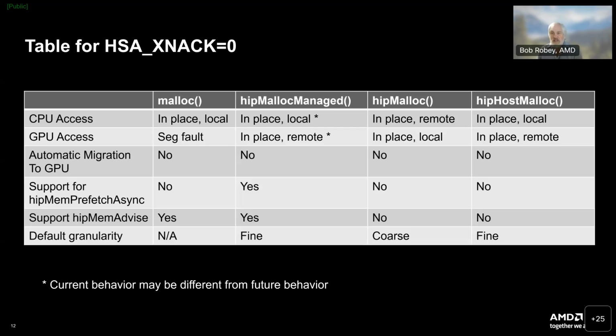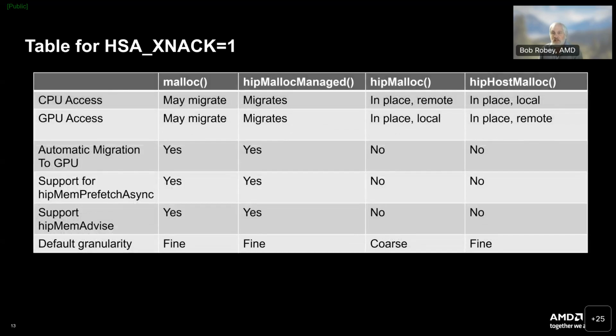So in this case, it is not migrating to the GPU. The granularity is fine, and we see that if we try to allocate memory on the GPU for malloc, we actually get a segmentation fault. So you can see that the behavior is different depending on how you allocated memory. Now let's look at when we set XNACK to 1, and we see now all of these, well, malloc and hipMallocManaged are migrating memory. hipMalloc and hipHostMalloc are not.